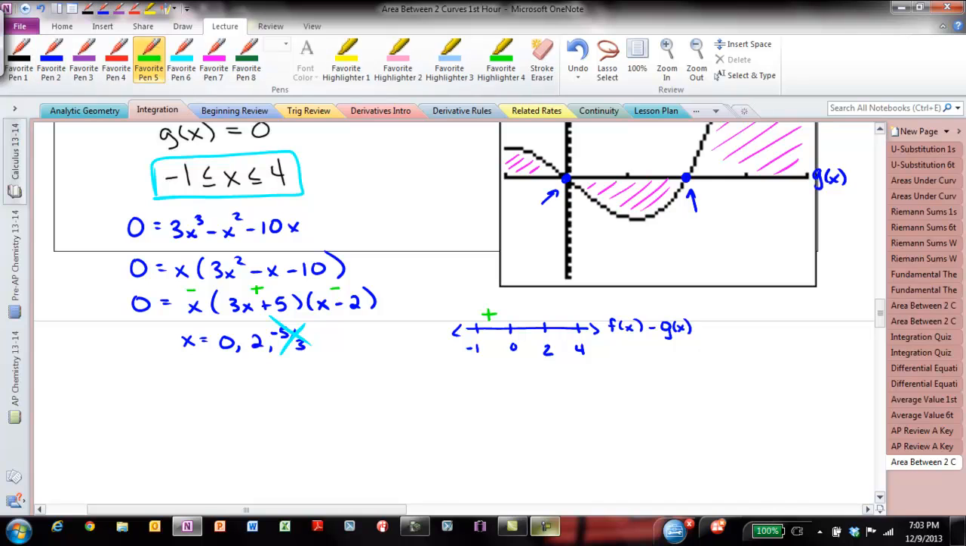Okay, so if we test a 1 for x, we get a positive. 1 in here, we get 3 plus 5, which is positive, and 1 minus 2 is a negative. We get a negative, which tells us that f of x is on bottom, because the only way you're going to get f minus g to be a negative is if g is bigger. And then if we plug in a 3, we get a positive in there, a positive in here, and 3 minus 2 is a positive, so we get a positive.